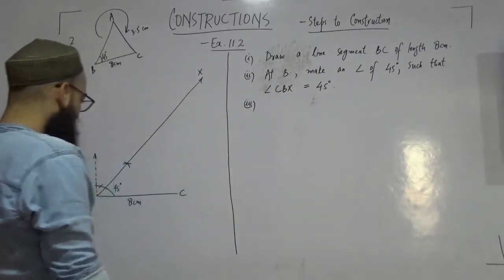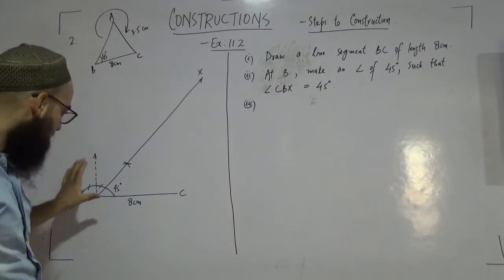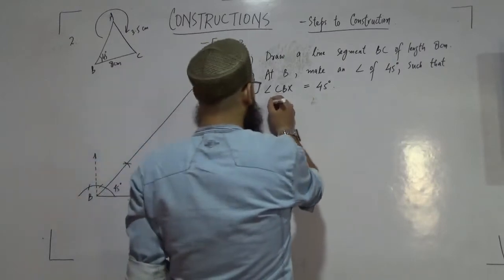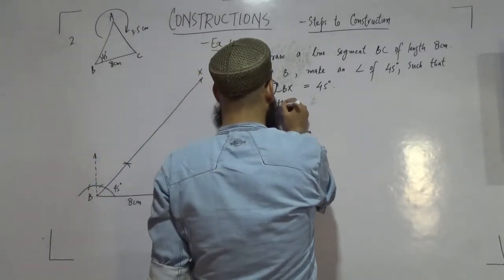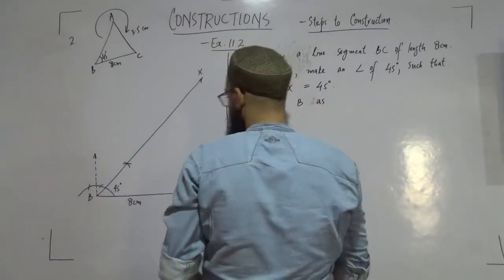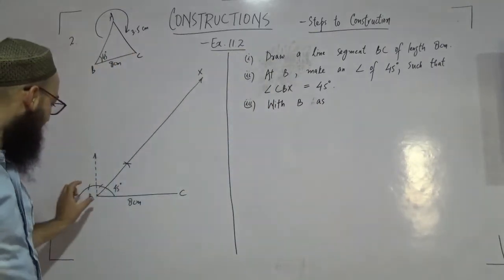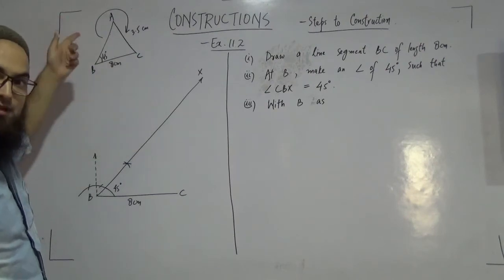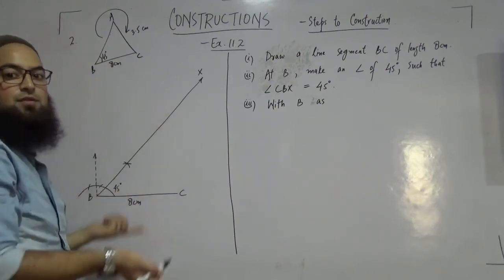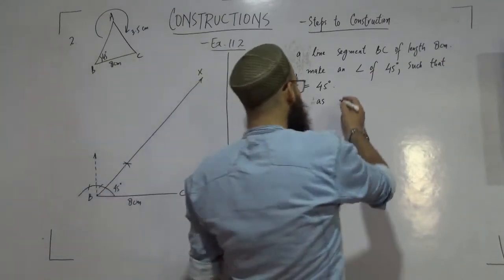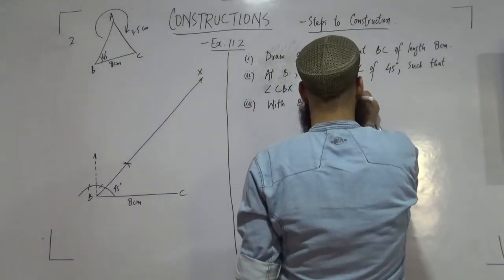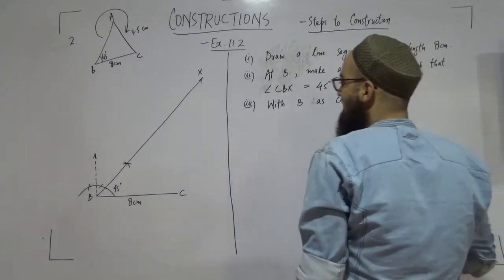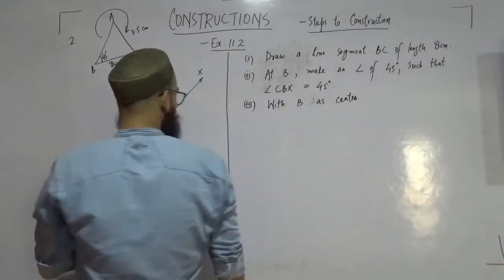Now what I'll do, with B as center. Previously, if you remember what we did, with B as center and radius the sum of two sides. Now with B as center, radius the difference of two sides. Let me tell you one more thing.